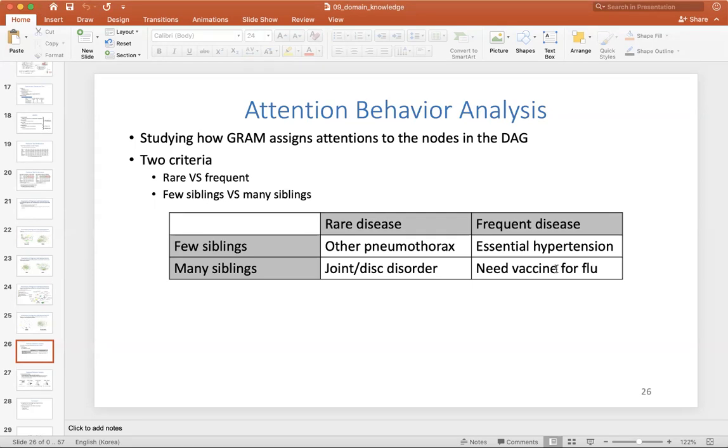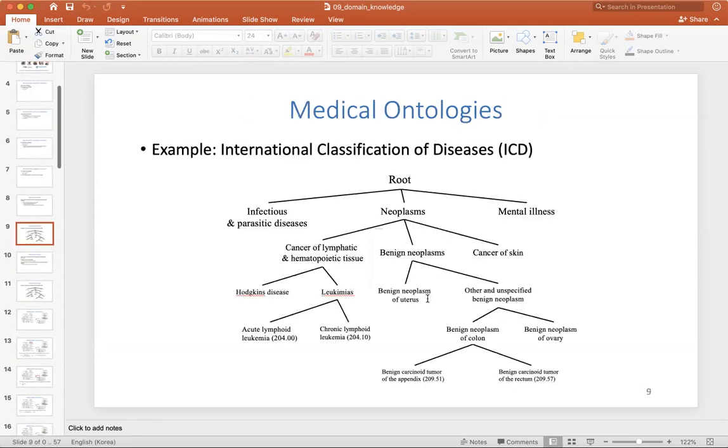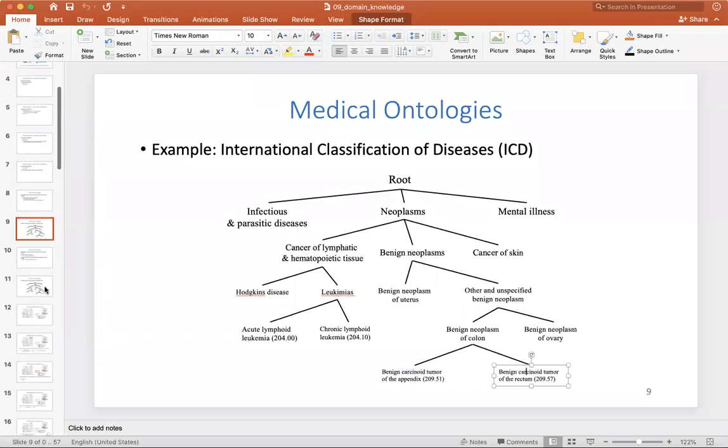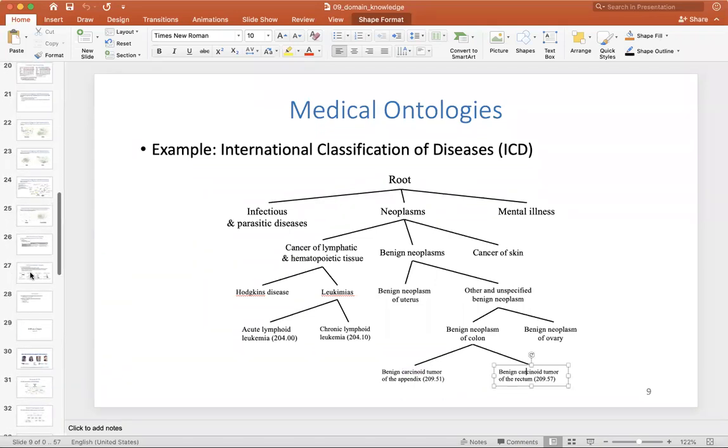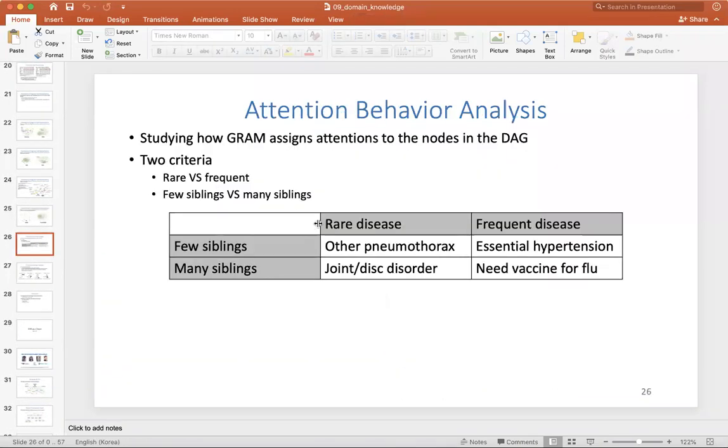One axis is: is it rare or is it frequent? And the other axis is: does it have a lot of siblings or does it have few siblings? Siblings would be like, this would be a sibling of this. They are siblings basically. Having the same parent would qualify as siblings. So one axis, is it rare or frequent? The other axis, does it have a lot of siblings or a small number of siblings?